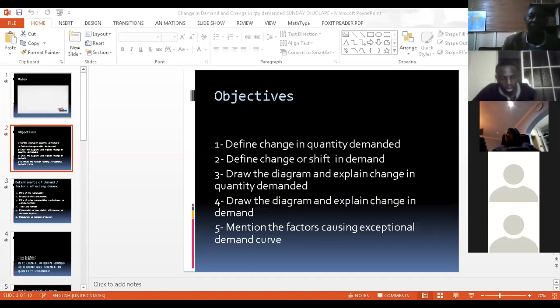Okay, so I will share this one. Hello, everybody. So let's start our lesson now. Today, I believe you can see what you have on the slide. Today we'll be looking at change in quantity demanded. We're looking at shift in demand. Also, we'll try and see what they look like using diagrams to explain. So we look at the diagram for change in demand, and the diagram for change in quantity demanded.